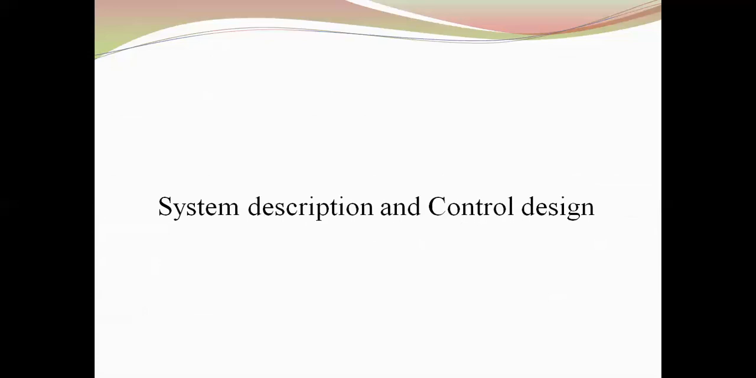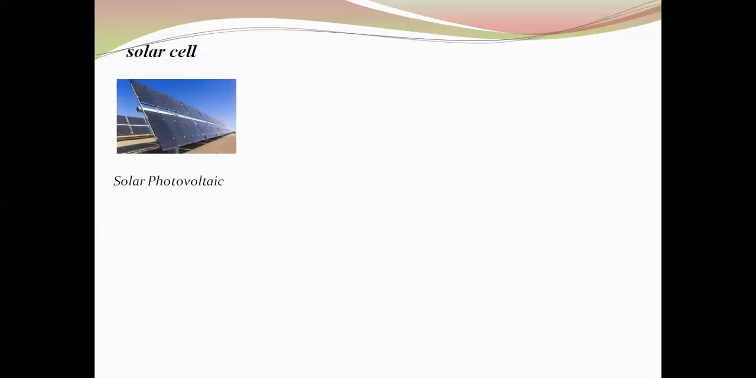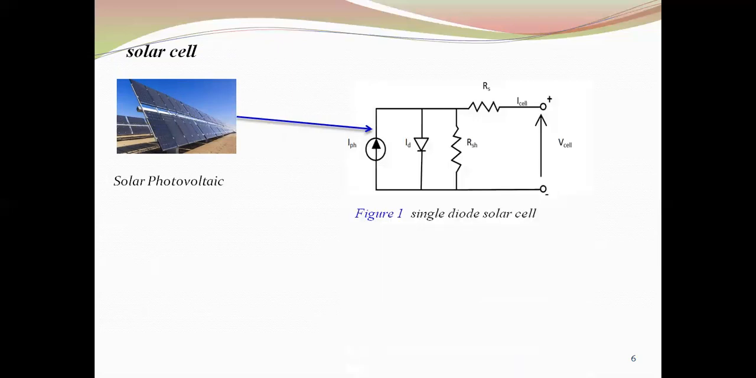System description and control design. Solar cell. The basic element of the photovoltaic system is the solar cell, composed of a photogenerator connected to a diode and then a parallel and series resistor.